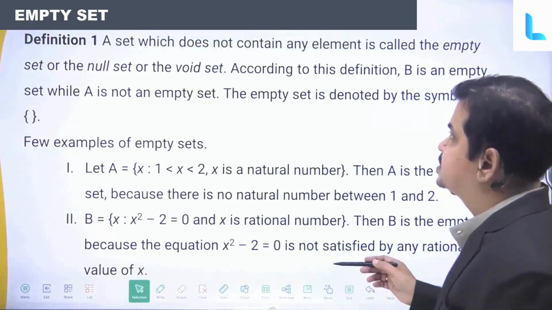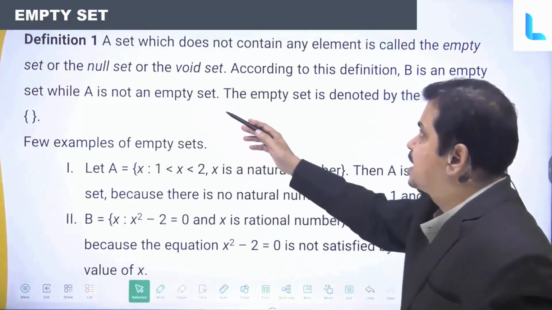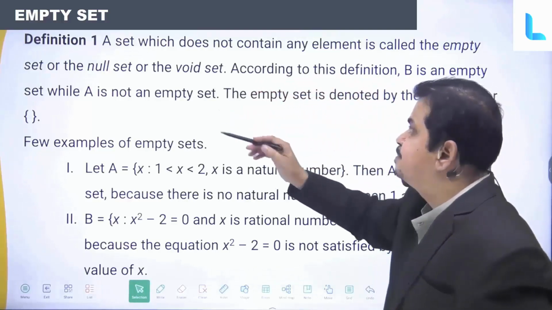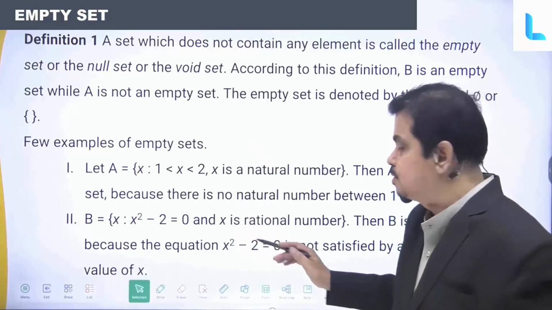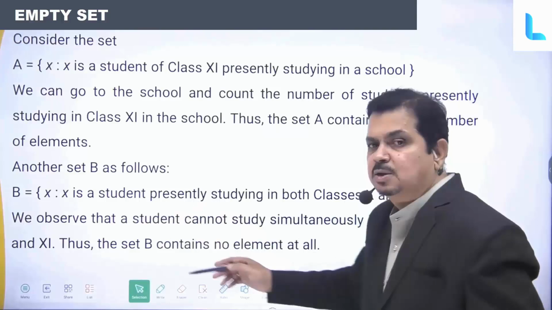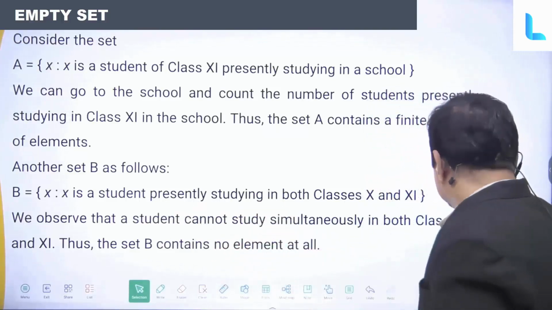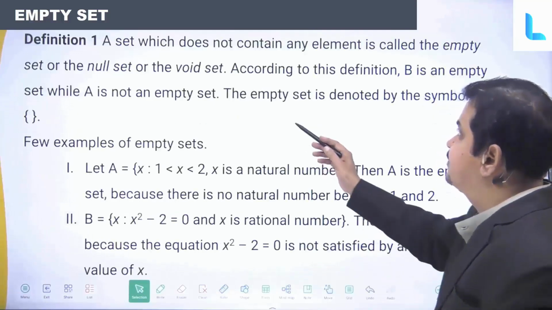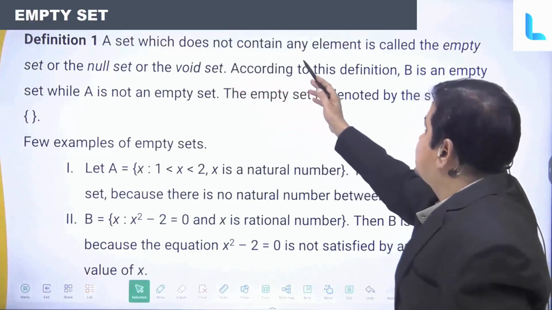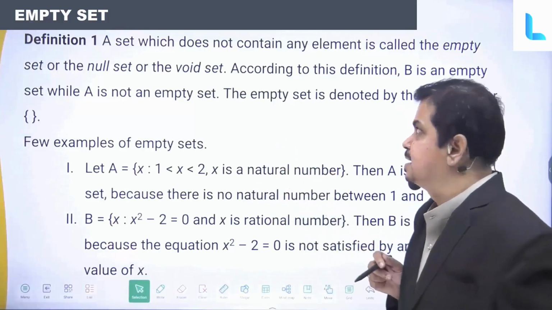And now coming to definition number 1, the empty set. It describes that a set which does not contain any element is called an empty set or a null set. This is what we have found out in this example. In the example of the set B, we found that no elements can be present in an empty set. Therefore, in this definition you can clearly tell that a set which does not contain any element is called an empty set, a null set, or a void set.